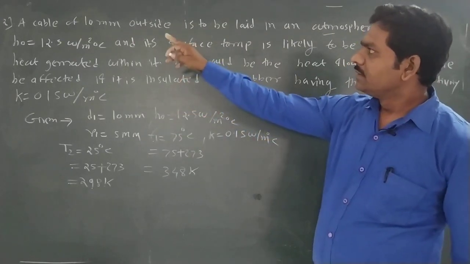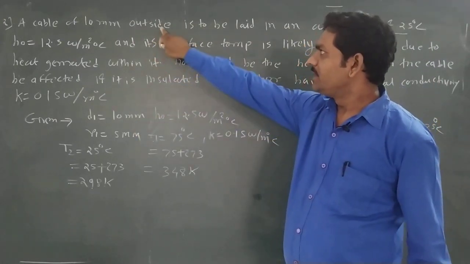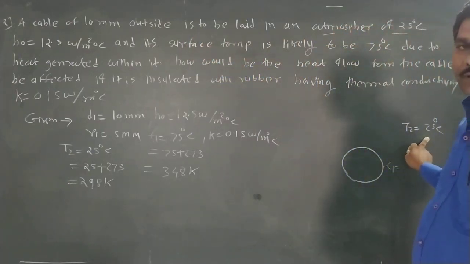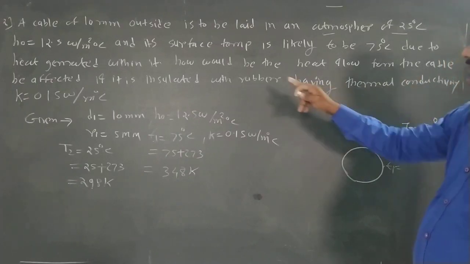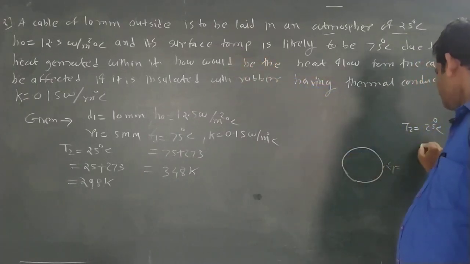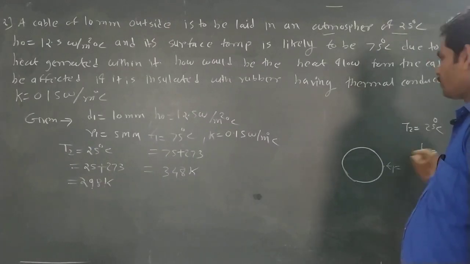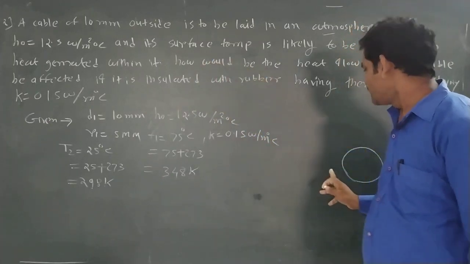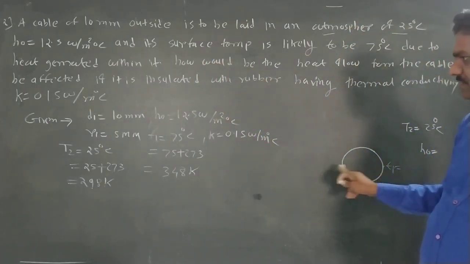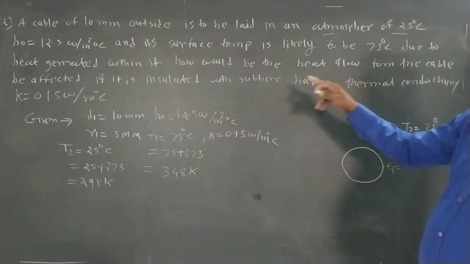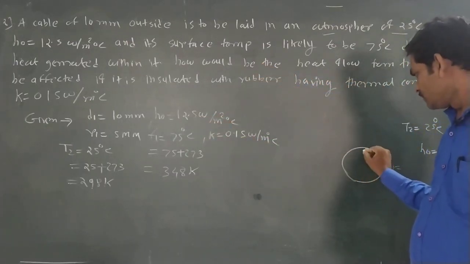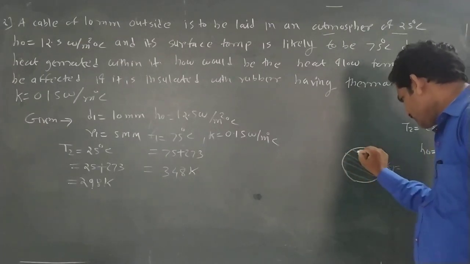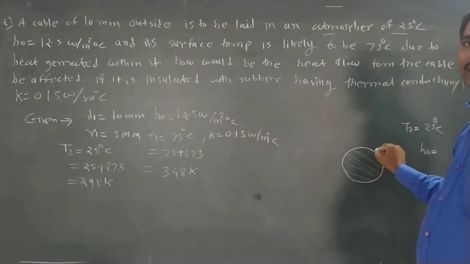Once again, a cable of 10 mm outside diameter is to be laid in an atmosphere. What is the temperature? It is 25 degree Celsius. And the heat transfer coefficient HO is given here as 12.5 watt per meter square degree Celsius. Its surface temperature is 75 degree Celsius, T1, which I write down here, due to the heat generated within it. Because of the high temperature, we know there is internal heat generation inside this wire, and it is dissipated into the surroundings.